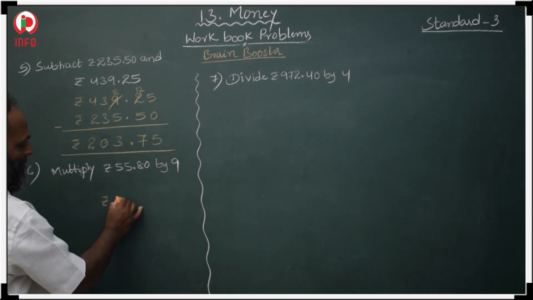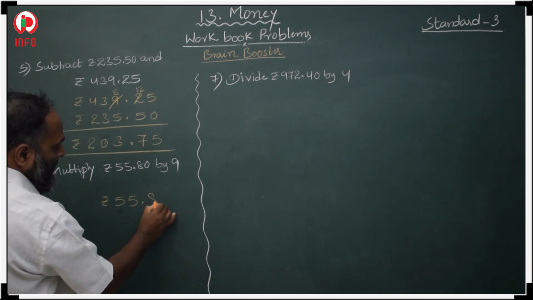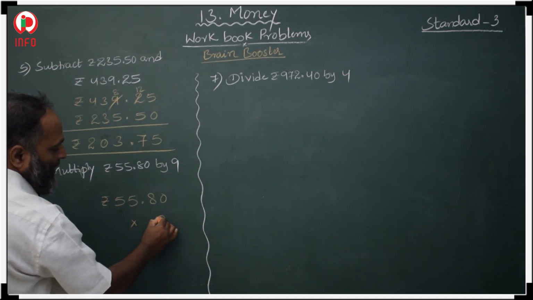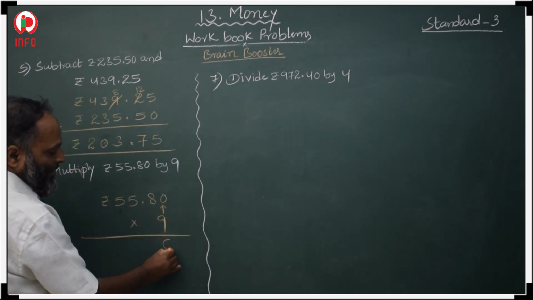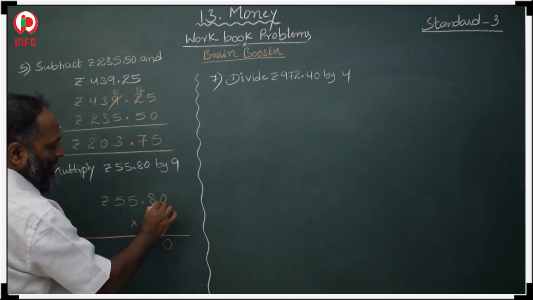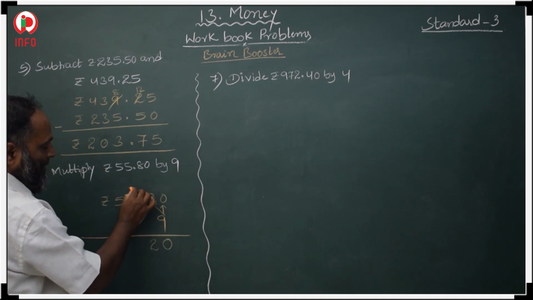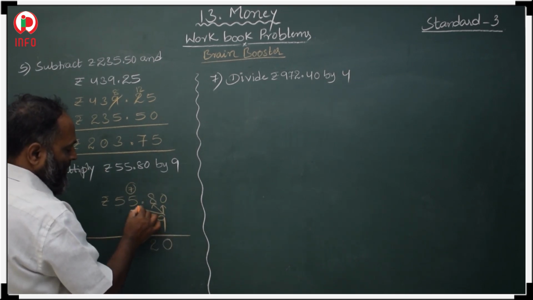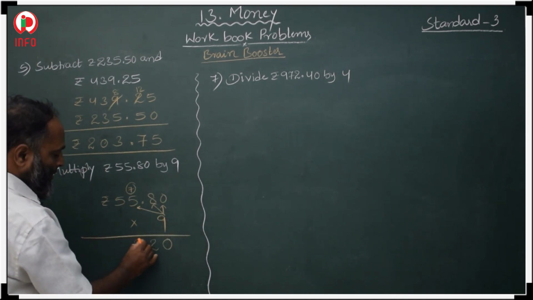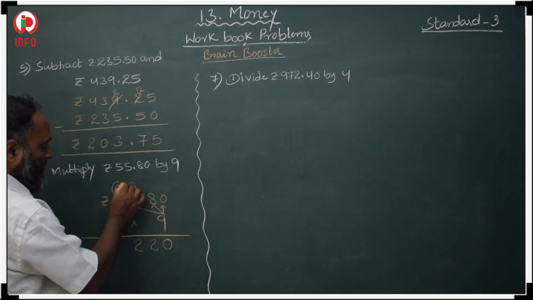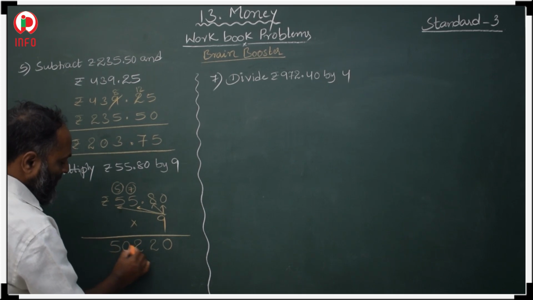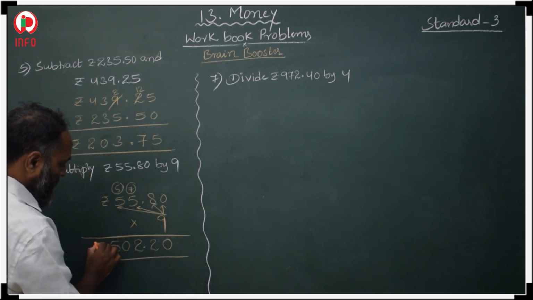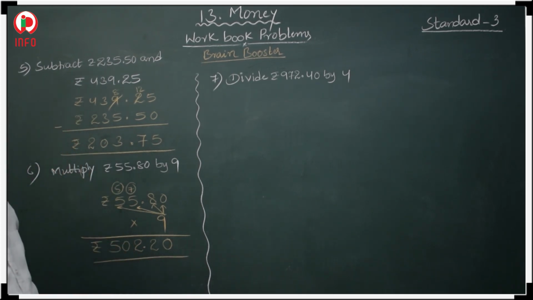Now 55 rupees 80 paisa multiplied by 9. Rupees 55 rupees 80 paisa multiply by 9. Then 9 with 0, 9 zeros are 0, 9 eights are 72, 2 and 7 here. 9 fives are 45 plus 7 is 52 and 5. 9 fives are 45 plus 5 is 50. 502 rupees 20 paisa. Okay, 502 rupees 20 paisa.